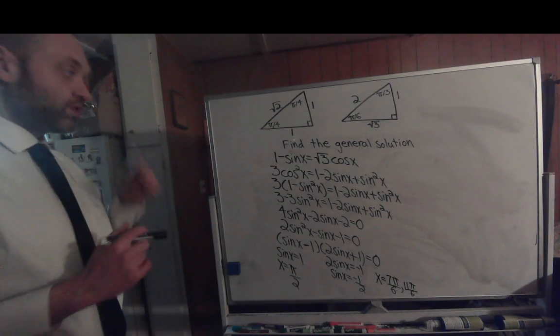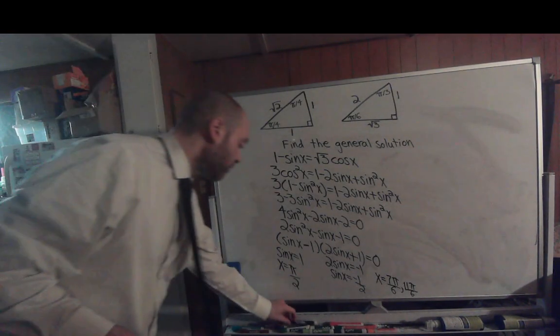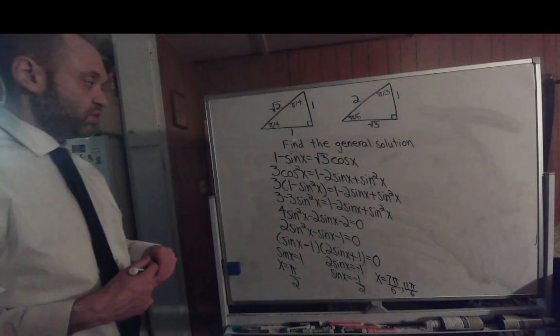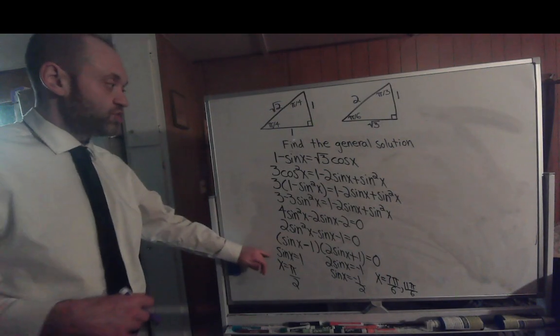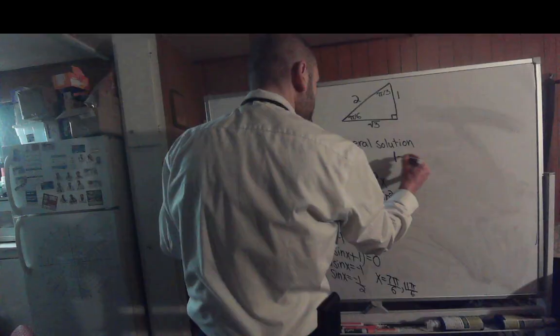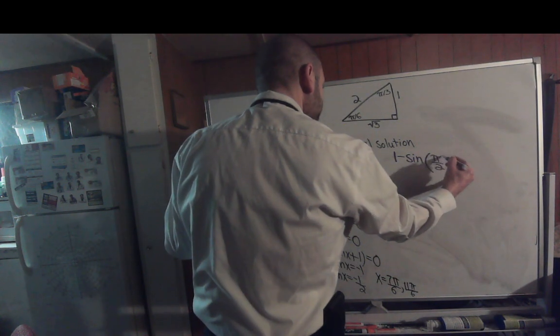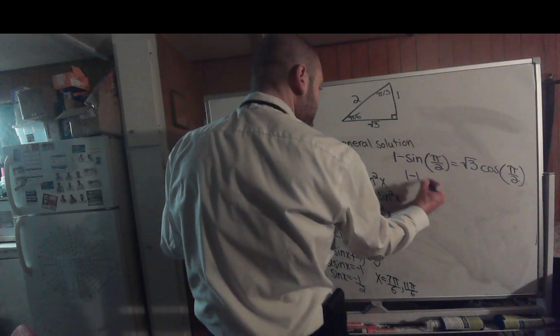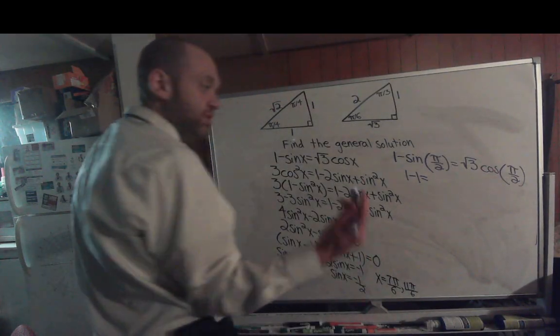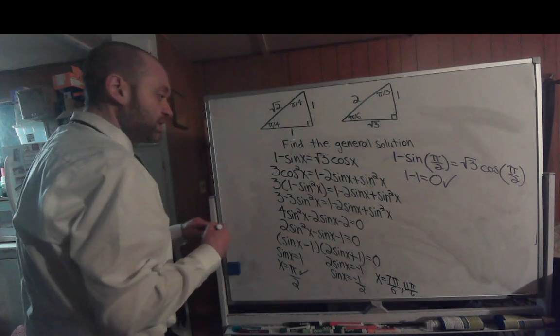But we want to first check for any extraneous solutions before we classify a general solution. So let's put these into the original equation. So 1 minus the sine of pi over 2 equals the square root of 3 times the cosine of pi over 2. Well, sine of pi over 2 is 1, so 1 minus 1 equals square root of 3 times the cosine of pi over 2, which is 0. We know that's true, so pi over 2 is going to work.